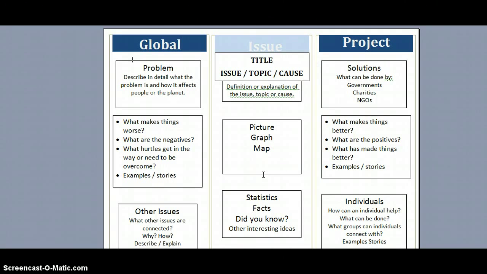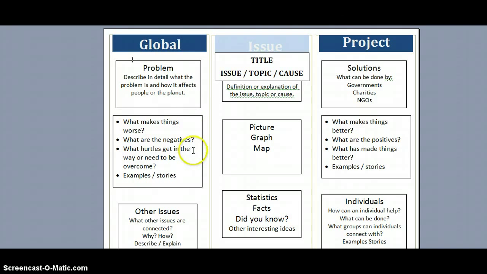Okay, and again, this is where I think most of you will find. You will pick an issue that affects the world, okay, and then you'll give a definition or an explanation right here. Again, some pictures, some graphs, some maps of where this is important or what areas of the world it affects, some statistics, some did you know, some interesting ideas. What's the problem? Describe in detail what's the problem and how it affects people on the planet. What makes things worse? What are the negatives?